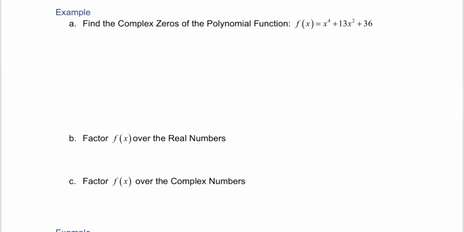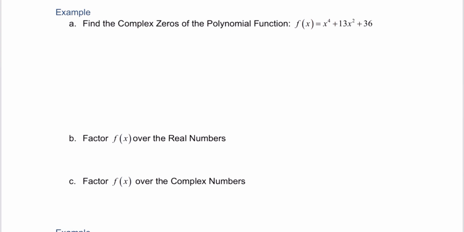In this example, we want to find the complex zeros of the polynomial f. In this particular example, we're not going to go through the normal steps where we find possible rational zeros and use synthetic division. I'll give you a hint. In this example, all four of the zeros are imaginary.